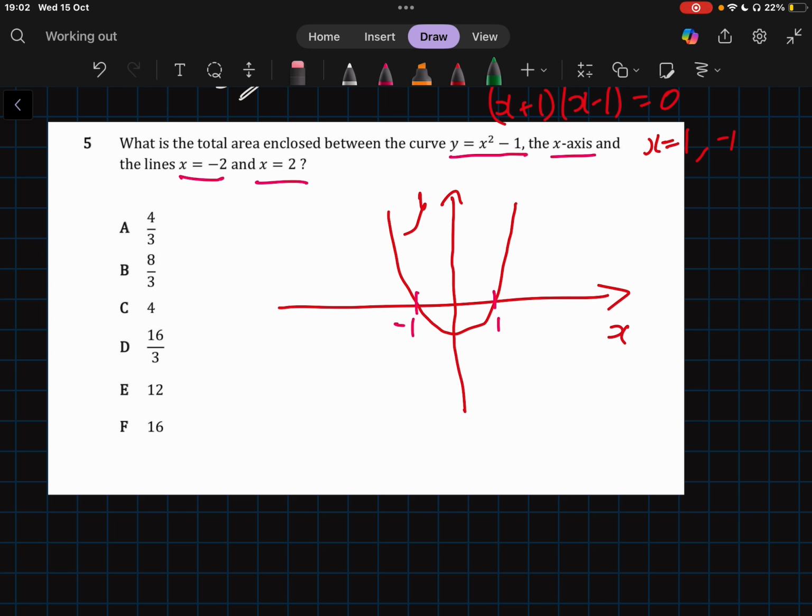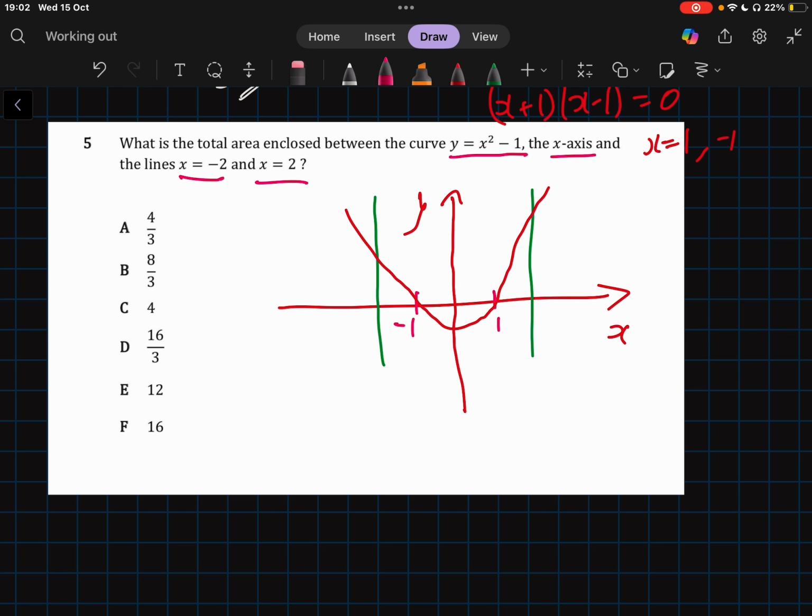Let's draw in the lines that they asked us for. They said x equals 2 and x equals minus 2. So let's just add those in here. Looks like I'm going to have to redraw this quadratic. It's going to be something like that.